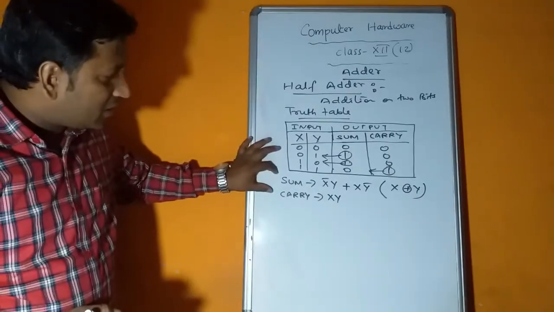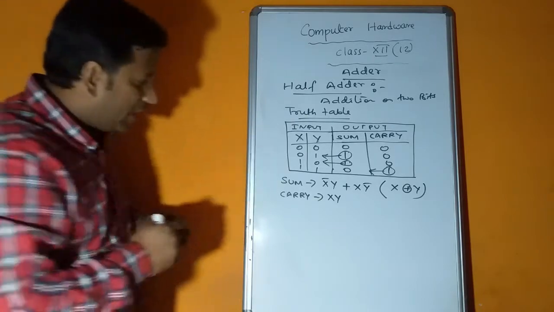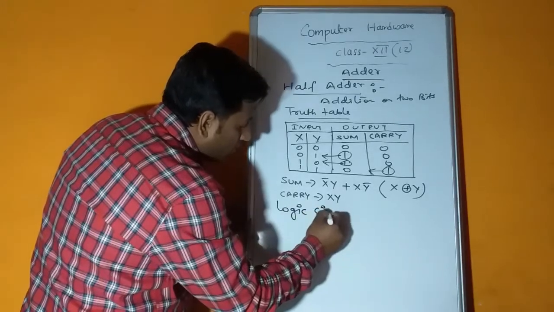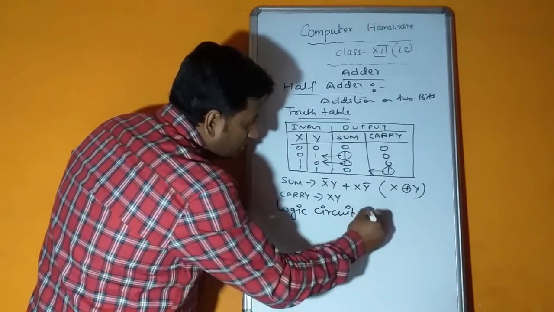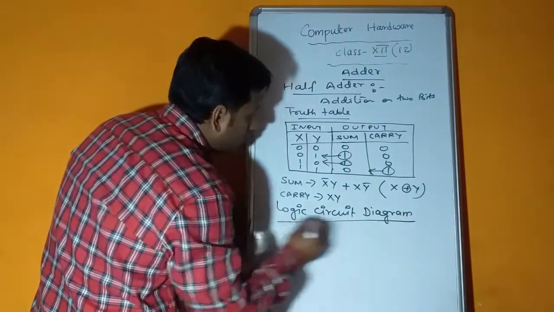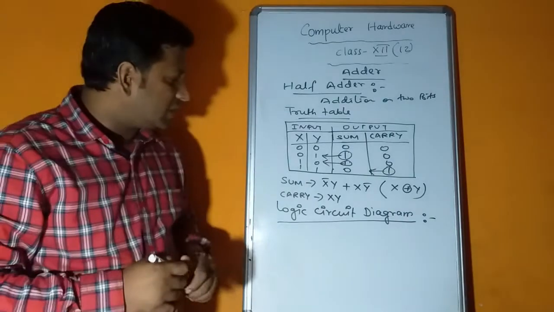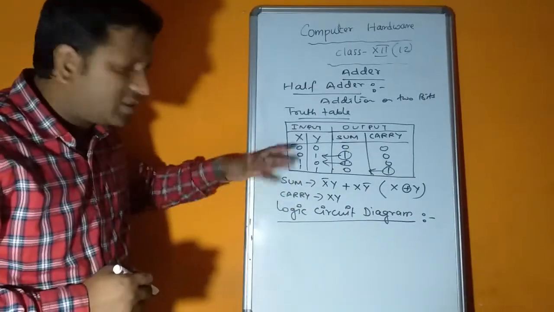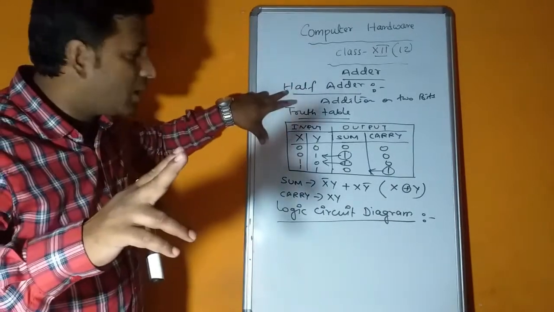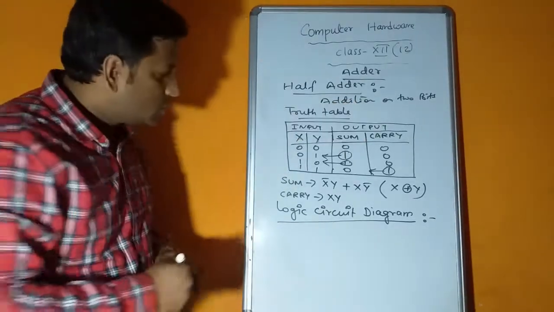So when we get the Boolean algebra for sum and carry, we can make the logic circuit diagram. When we make the logic circuit diagram, we just have to check the variables. How many variables are we working on? Two variables, because we are doing half adder, which performs addition on how many bits? Two bits. So x and y.